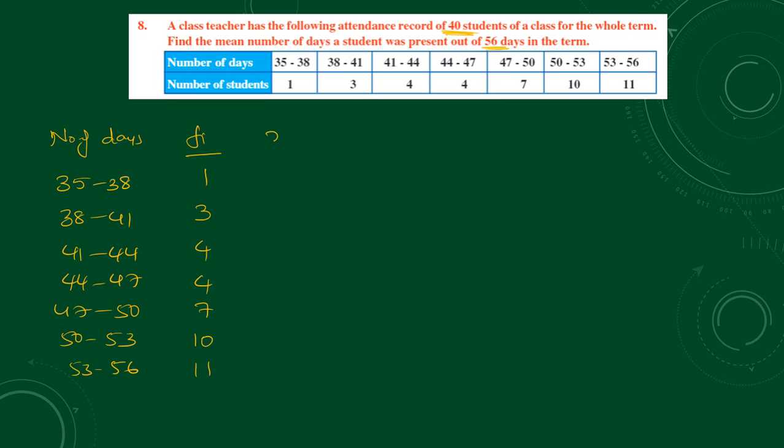Now based on this, we are going to find out the values of xi. xi are nothing but the midpoint of 35 and 38, so this gives me 36.5. Now what is the difference? The difference is 3, so clearly I can add 3 to this. So this becomes 39.5, 42.5, 45.5, next 48.5, 51.5, next 54.5. So these are nothing but the values of xi.